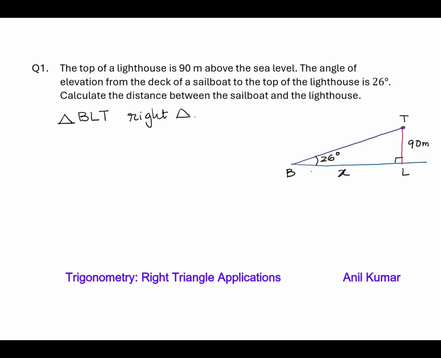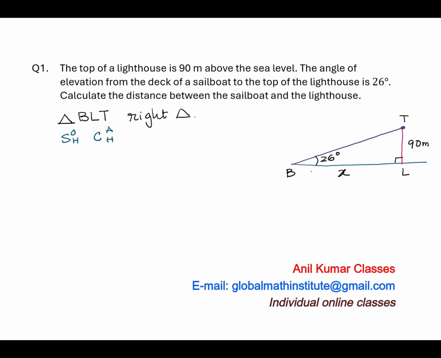Perfect. So we can apply the trigonometric ratios to solve it. Amongst the ratios we have learned, sine is the ratio of opposite to hypotenuse, cosine is adjacent to hypotenuse, tan is opposite to adjacent. So which ratio should you use to solve the question? If you look from the angle 26, we are looking at the side which is opposite to 26 and the other side which is adjacent. So that means opposite and adjacent means we are looking at the trigonometric ratio tan.